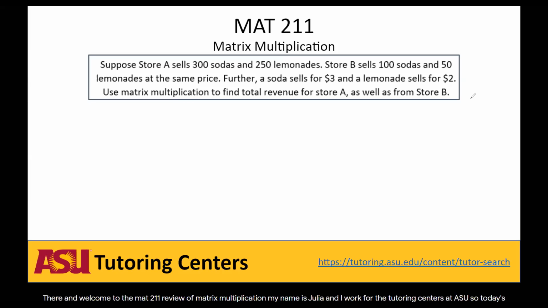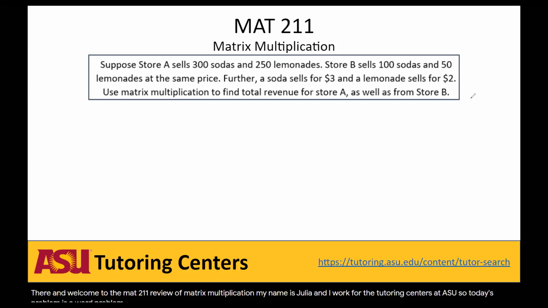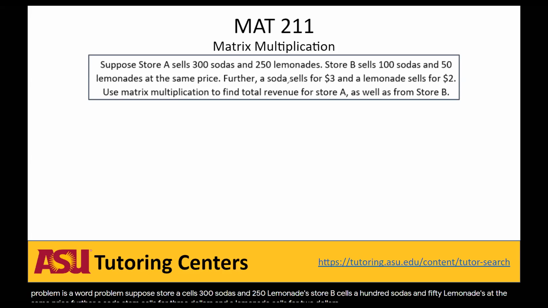So today's problem is a word problem. Suppose store A sells 300 sodas and 250 lemonades. Store B sells 100 sodas and 50 lemonades at the same price. Further, a soda sells for $3 and a lemonade sells for $2. Use matrix multiplication to find total revenue for store A as well as from store B.